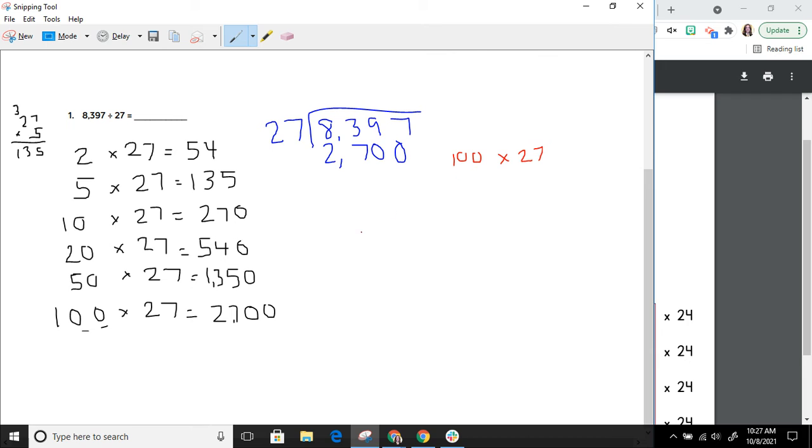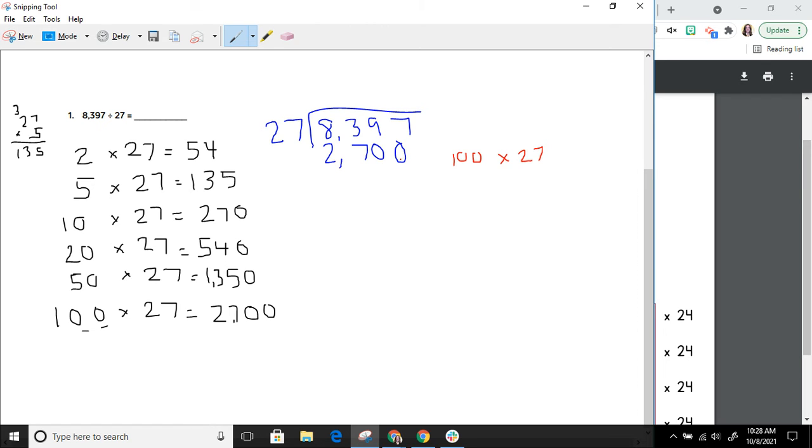So all I did here is I looked at which math fact is going to get us closest to 8,397. And we decided that 100 times 27, which is 2,700, gets us close to 8,397 compared to all the other facts. And all we did is we wrote down the answer, 2,700, underneath our dividend, 8,397. But we have to write the math fact out on the side here because this is where we're going to get our final answer at the end. And you'll see when I show you.